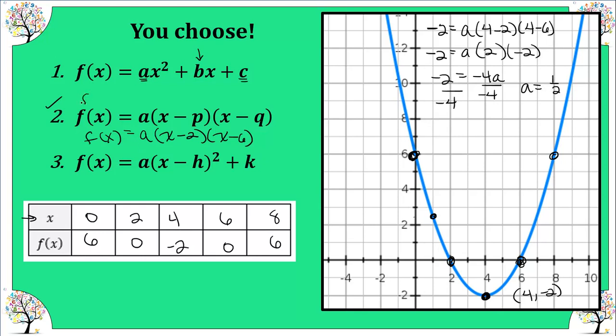So in factored form, we're going to have f of X equals 1/2 times X minus 2 and X minus 6. Now I'm going to go ahead and convert this to standard form now that I have factored form, and I'm going to multiply. And I'm going to first start out just multiplying the binomials. So we're going to have X squared minus 6X minus 2X plus 12. Combine your like terms.